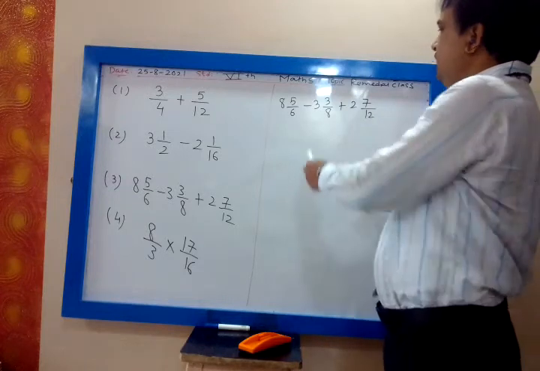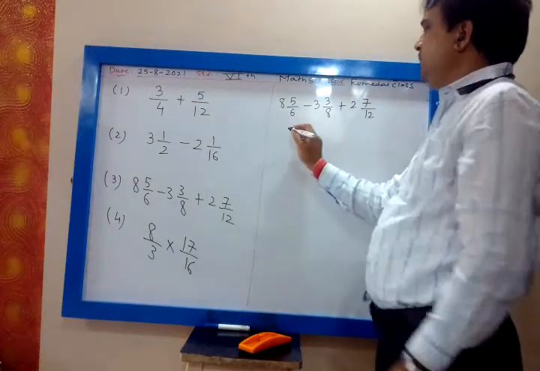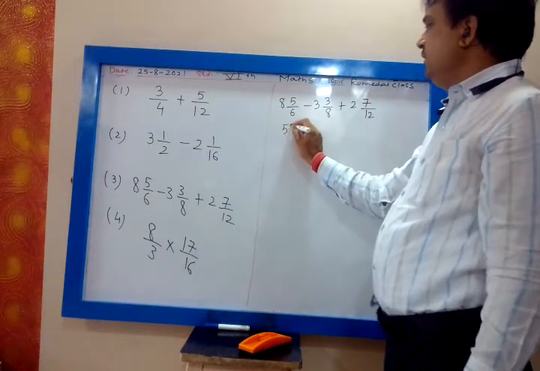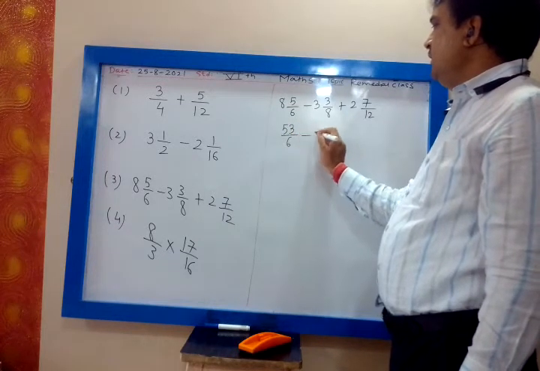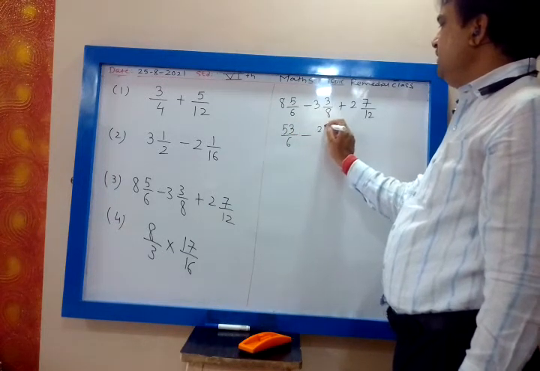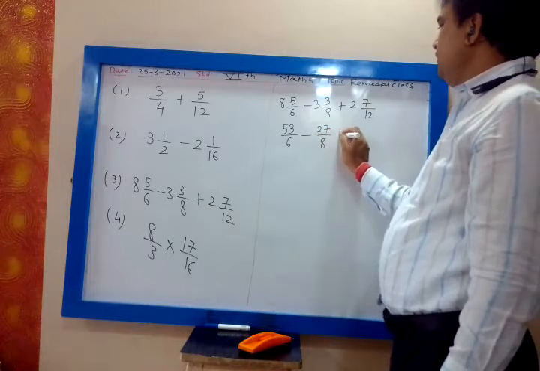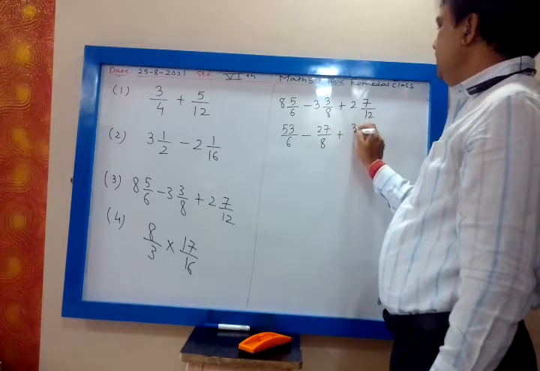Okay. Mixed fractions: 8 6s are 48, plus 5, 53, 53 upon 6. 8 3s are 24 plus 3, 27 by 8. Plus 12 2s are 24, 24 plus 7, 31 by 12.